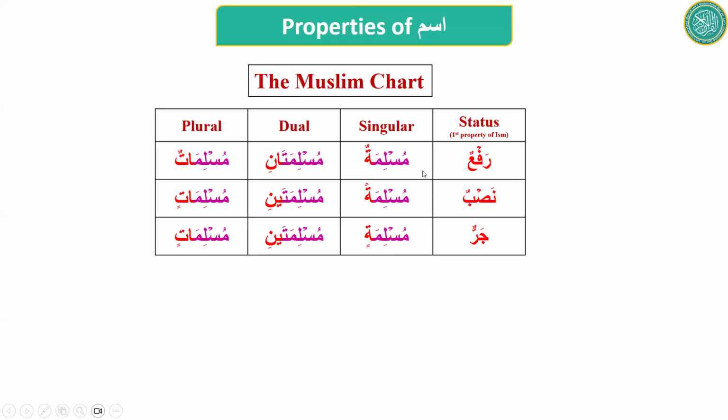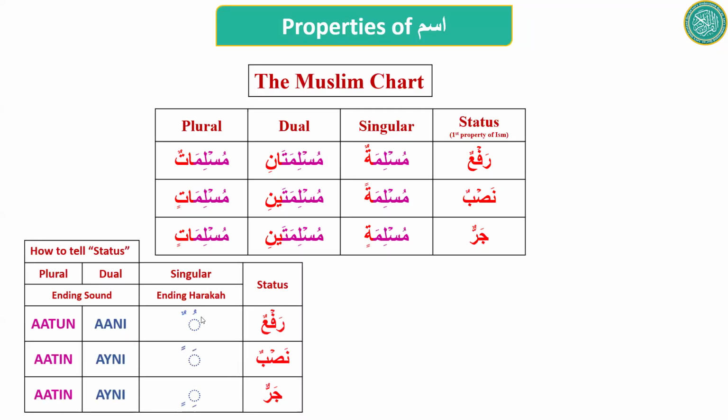So similarly, for the feminine gender words, the first row is Rafa, second is Nasab, third row is Jar. How to tell the status? The first two categories are the same. Single dhamma or double dhamma will be Rafa. Single fatha or double fatha will be Nasab. Single kasra or double kasra will be Jar. Dual ani, aini, aini, same identification.